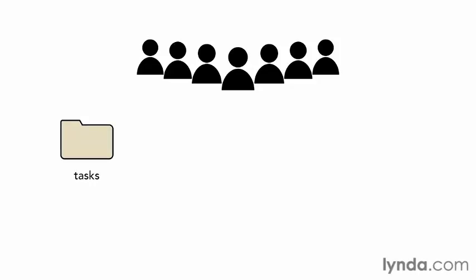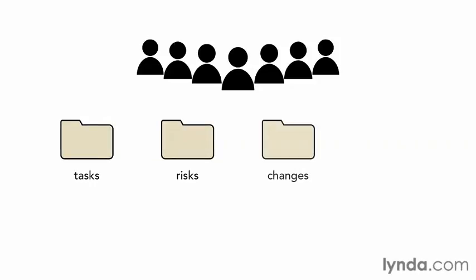If your project produces more information, you might end up with multiple files about tasks or change requests. In that case, create folders for each category of information, such as tasks, risks, changes, issues, and so on.